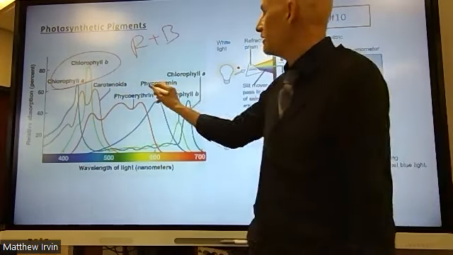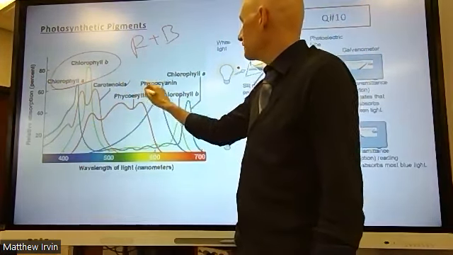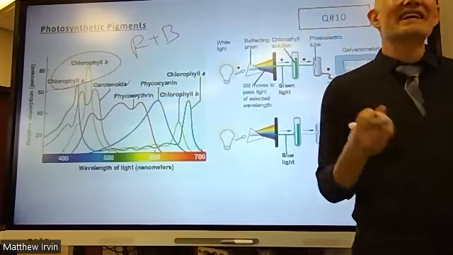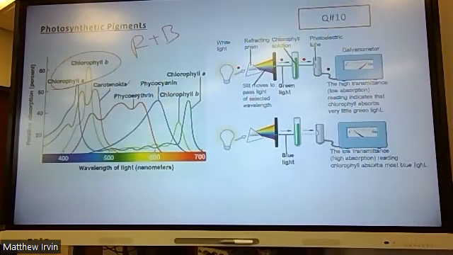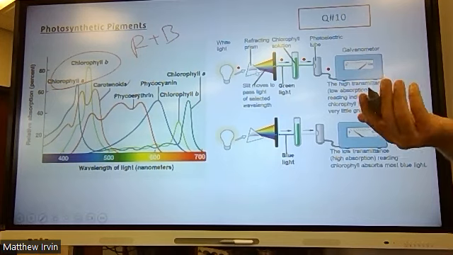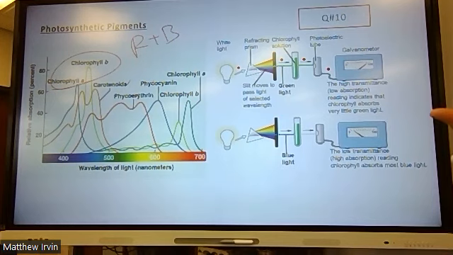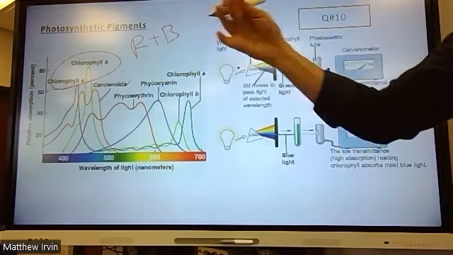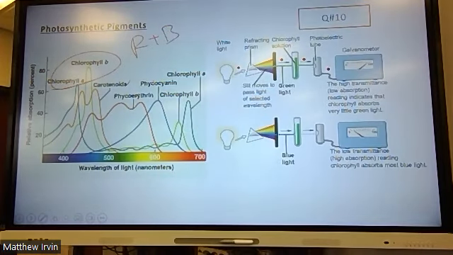We also have carotenoids, phycoerythrins, phycobilins. Those are secondary or accessory pigments. And why are they important? They absorb other colors, like green, to give a broader antenna for your photosystems.